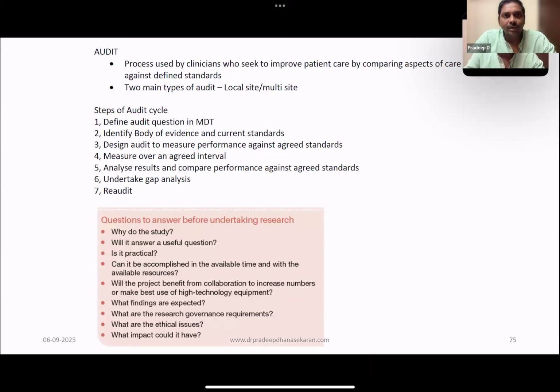Audit is nothing but a process used by clinicians who seek to improve patient care by comparing the aspects of care against the defined standards. The steps of the audit cycle include: you define an audit question, like I'm going to evaluate the post-operative outcome compared to the post-operative outcome in a well-defined center. Likewise, identify the evidence and the current standards. You design an audit to measure the performance against the agreed standards, measured over an agreed period of time. Then analyze the results, compare your performance with the agreed standards. Then you undertake the gap analysis and finally you re-audit. This is how a clinician will audit themselves so as to improve their own patient care.